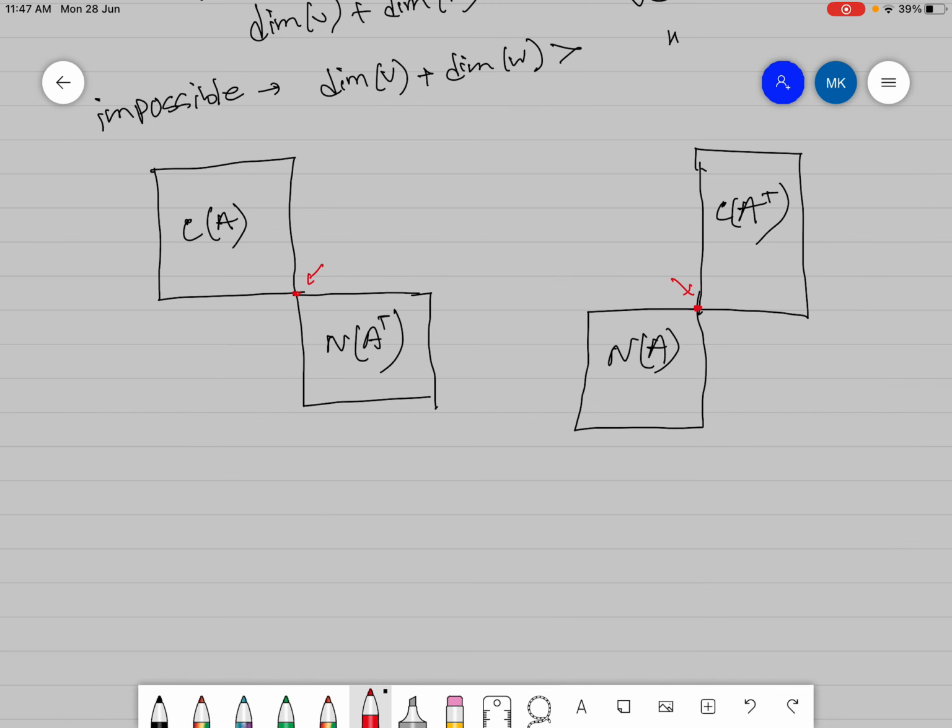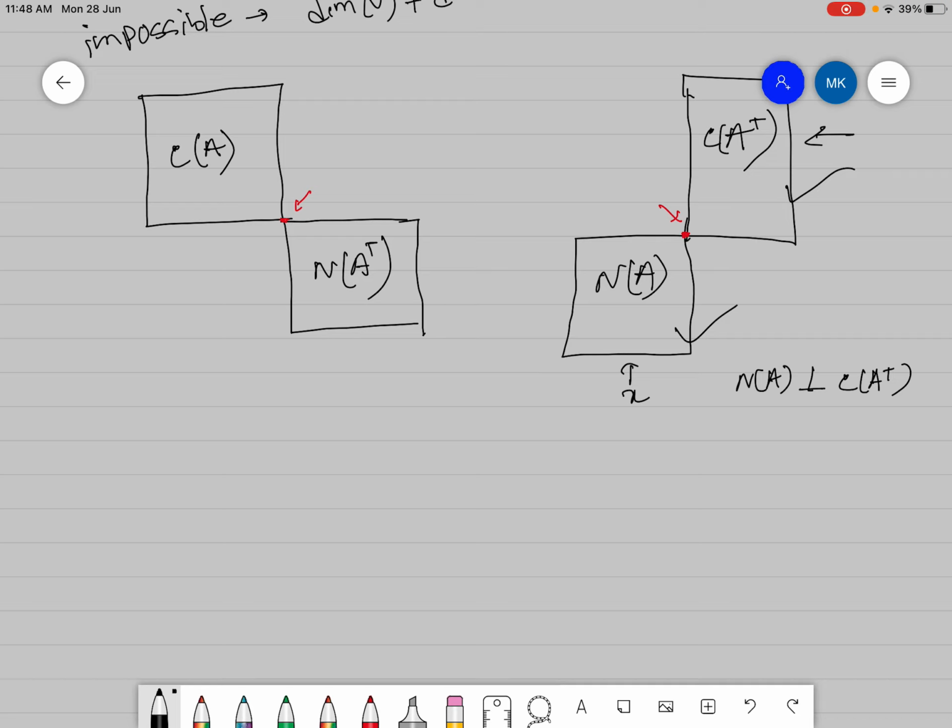Because if you think about the null space and the row space, you will see that every vector x in the null space is perpendicular to every row of A, as Ax equals 0. So the null space and the row space are basically orthogonal to each other.